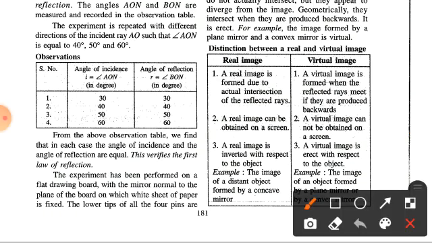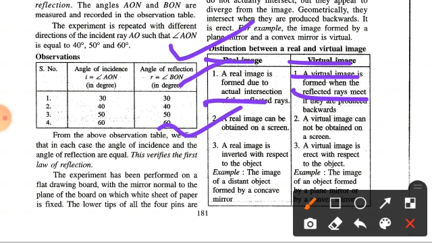Here is the distinction between the real and the virtual image. What is a real image and what is a virtual image? A real image is formed due to the actual intersection of the reflected rays. A virtual image is formed when the reflected rays meet if they are produced backward. Now see the second one. A real image can be obtained on the screen while the virtual image cannot be obtained on the screen. Now see the third one. A real image is inverted with respect to the object, and the virtual image is erect with respect to the object.